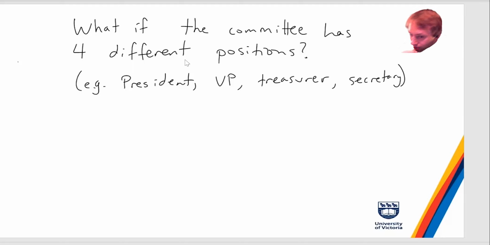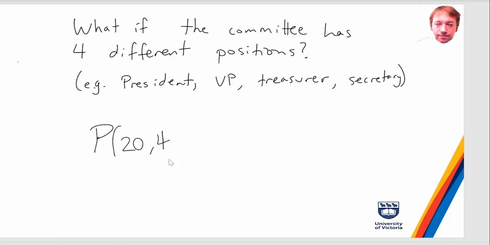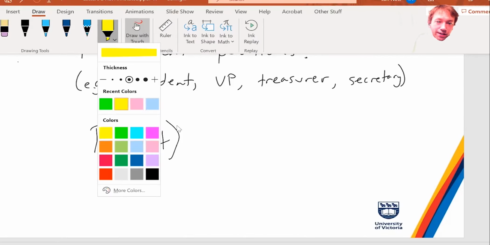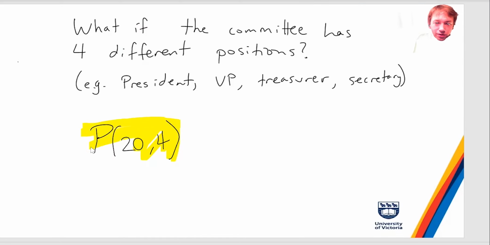So the order matters here, right? The committee has 4 different positions, so what would be the answer? Yeah, it's a permutation, exactly. So we've got P(20,4), which you could also deduce from the rule of product: 20 choices for the president, and so on. But you should get good at memorizing what types of questions correspond to permutations and what types correspond to combinations. So this is P(20,4).